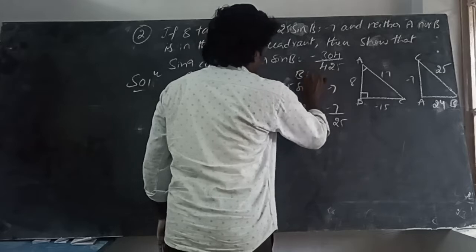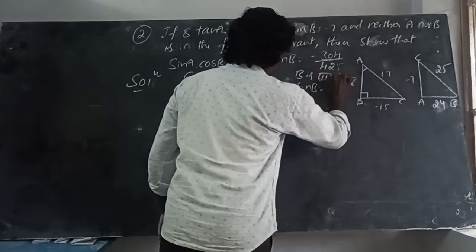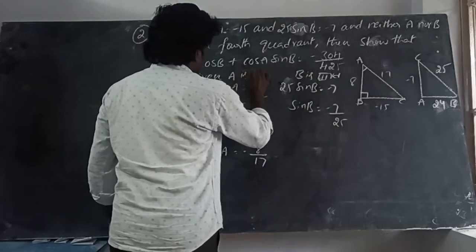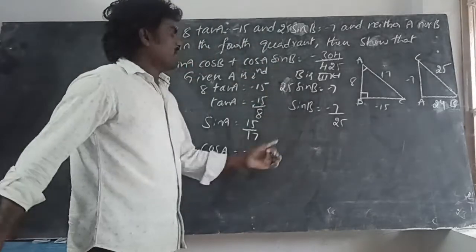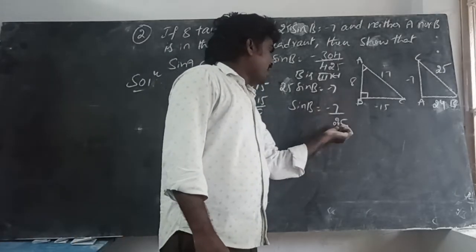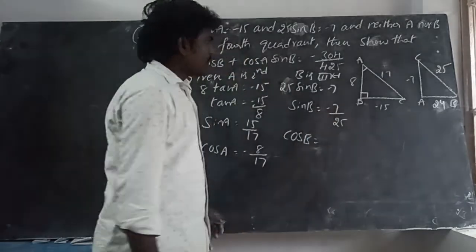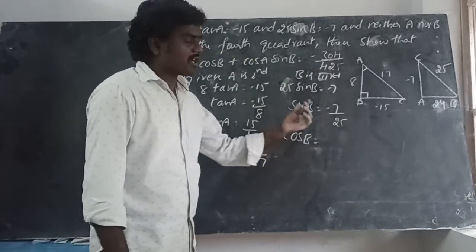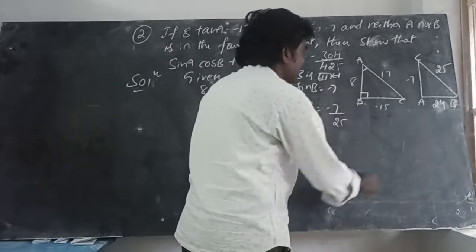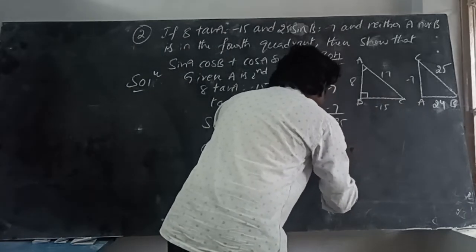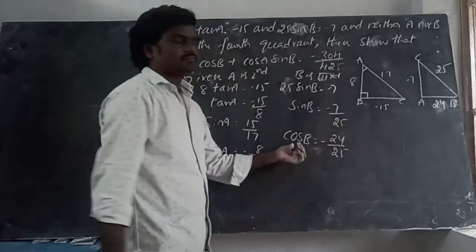Okay, b here is in the third quadrant. Here a is in the second quadrant. Okay, so sin b is equal to opposite by hypotenuse. Then cos b. In the third quadrant, cos is also negative. So cos b is adjacent by hypotenuse. Adjacent is how much? 24 by minus 25.